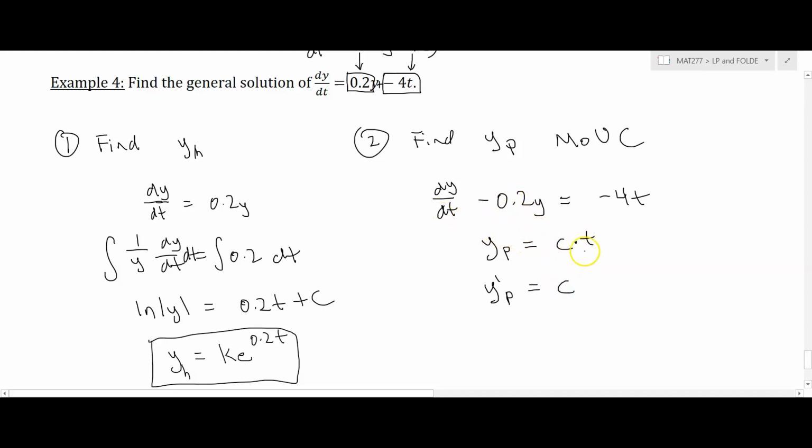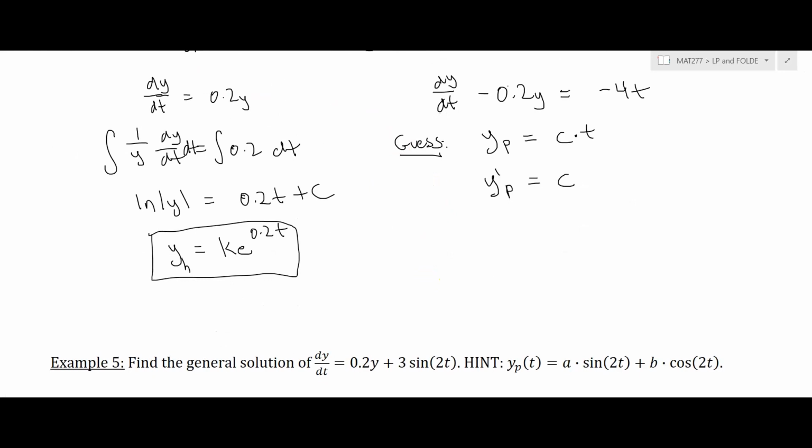So now, if this is in fact my guess, right, I'm just guessing that the solution is going to look something like this, then I better be able to find the value of c that makes this equation true. So I'm going to again plug in the derivative here. I'm going to plug in the function here. And so c minus 0.2 times ct has to equal negative 4t. And I need to find the value of c that's going to make this equation true.